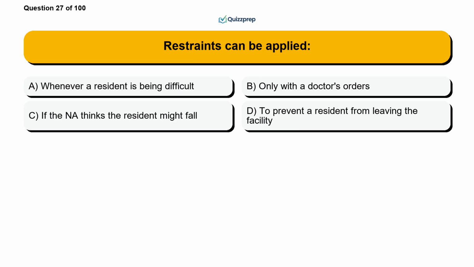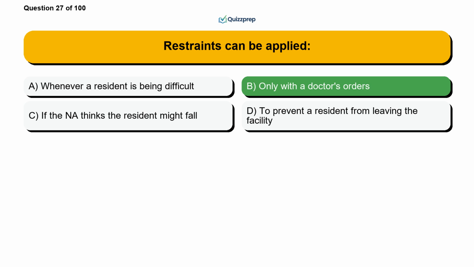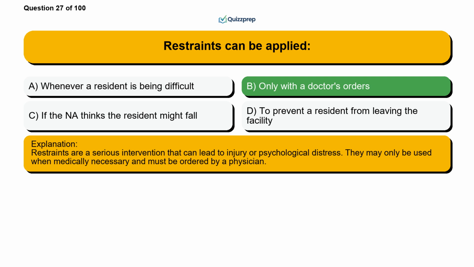Question 27. Restraints can be applied. Option A, whenever a resident is being difficult. Option B, only with a doctor's orders. Option C, if the NA thinks the resident might fall. Option D, to prevent a resident from leaving the facility. The correct answer is Option B, only with a doctor's orders. Restraints are a serious intervention that can lead to injury or psychological distress. They may only be used when medically necessary and must be ordered by a physician.